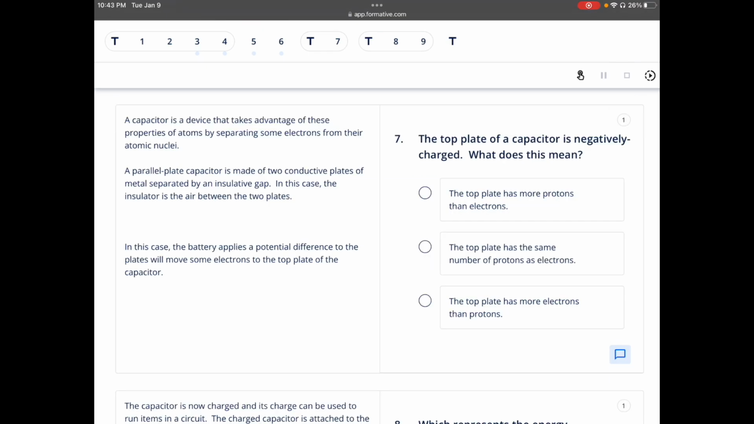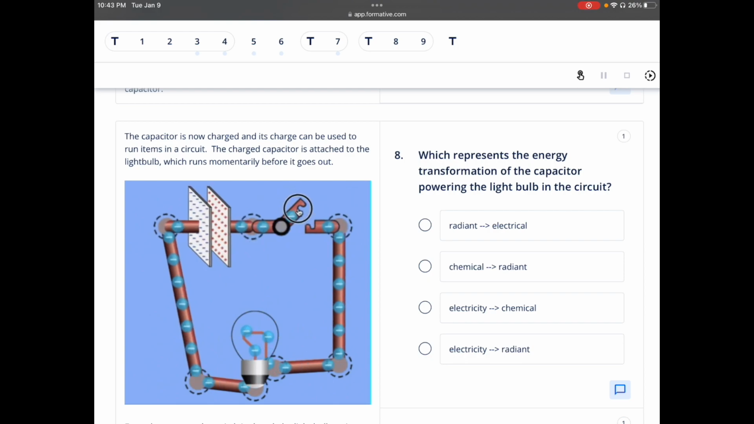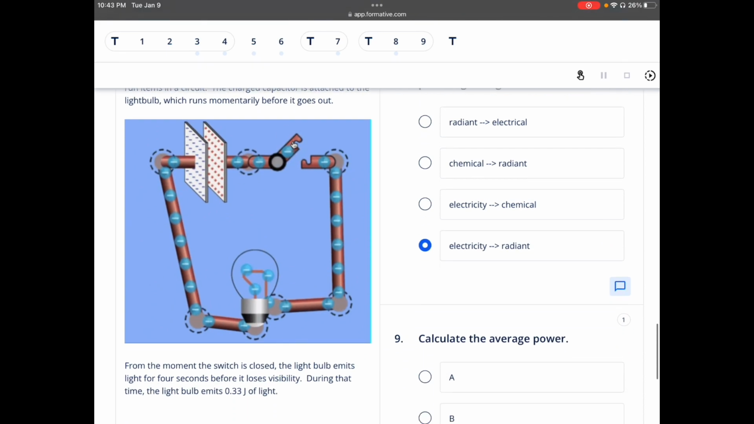For number 7, the top plate of a capacitor is negatively charged. So the top plate has more electrons than it does protons. Once the capacitor is charged, it's going to close the switch and watch these electrons flow from the negative to the positive. So all this electrical potential energy in the capacitor starts flowing through the wire, through the light bulb, back to the positive side of the capacitor. So electric potential energy is creating light. Be able to identify the different types of energy. So this is electricity in the capacitor turning to light in the light bulb.